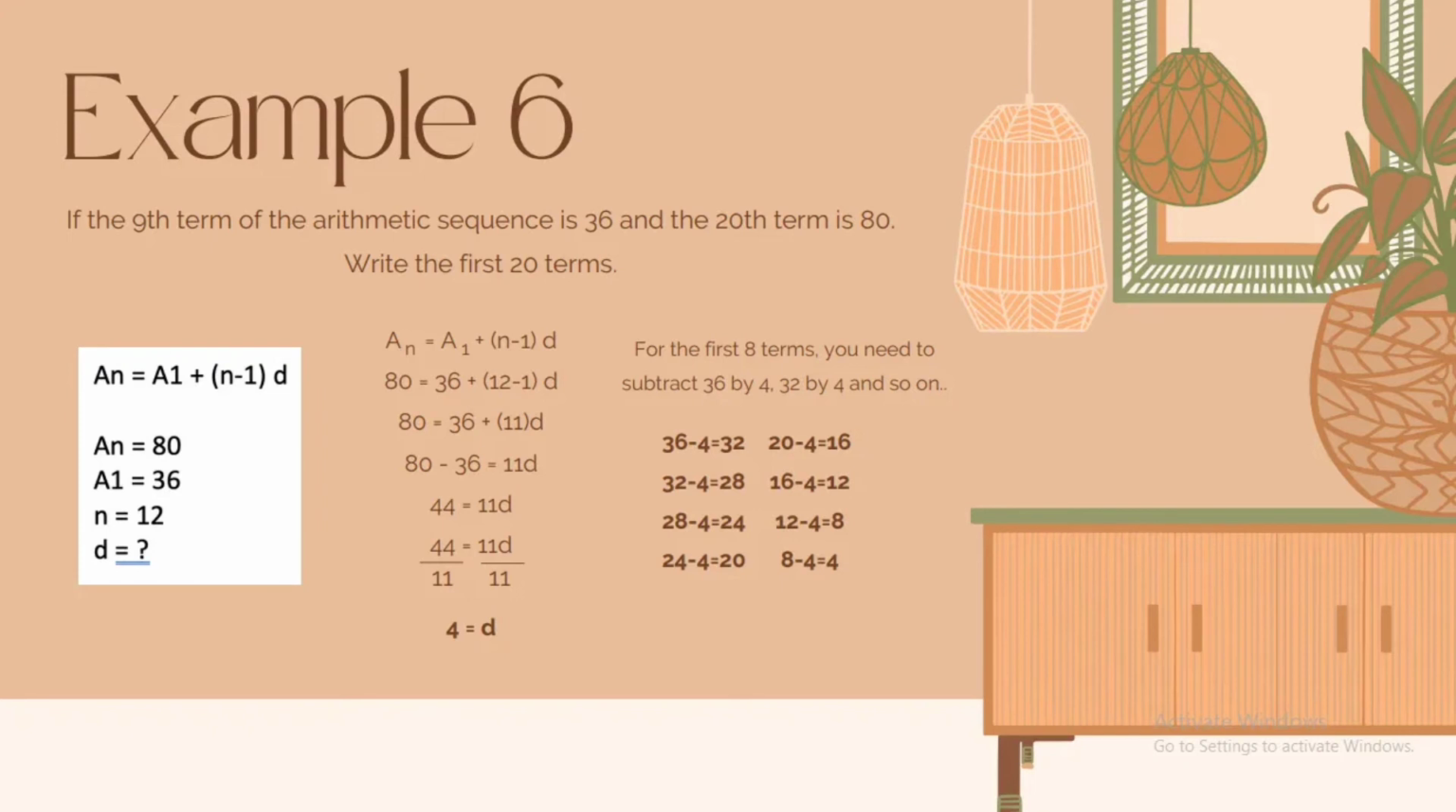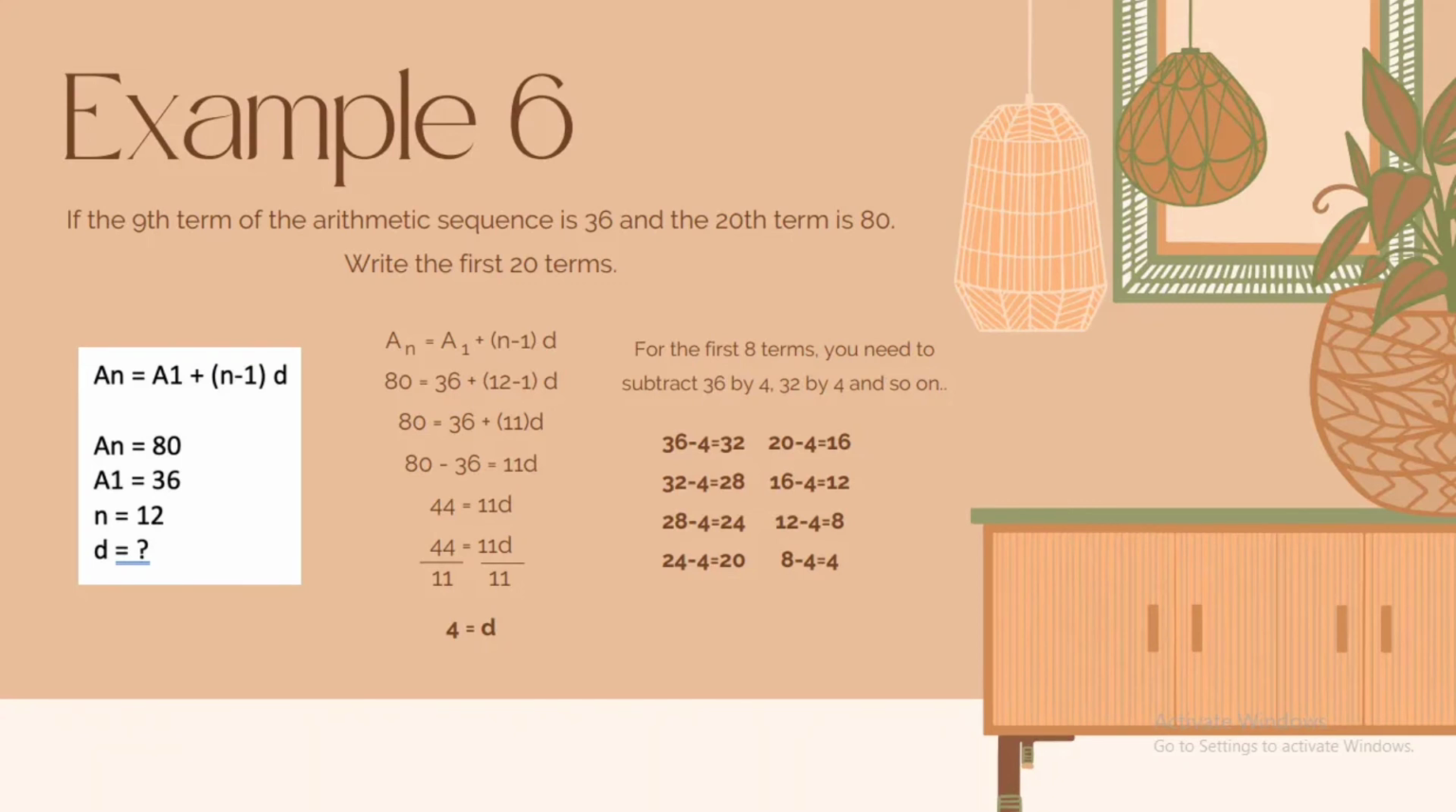So you have here 80 is equal to 36 plus the quantity of 12 minus 1 times d. So what we need to do is subtract 12 by 1. So we have here 80 is equal to 36 plus 11 times d. Next thing we're going to do is to transpose 36 to the other side. So we're going to have 80 minus 36 is equal to 11d. And we need to subtract 80 by 36. So we have 44 is equal to 11d.